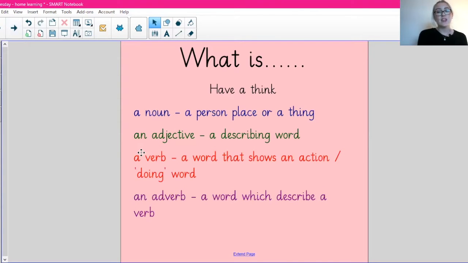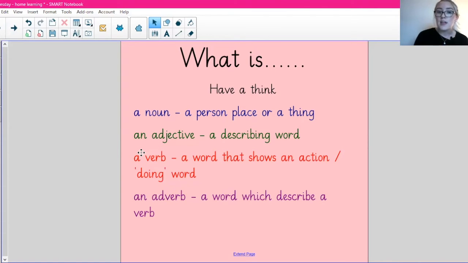So, a noun is a person, a place, or a thing. So an example of a noun could be table, could be Miss Benger, could be pencil, England, something like that. An adjective is a describing word. So a word which describes something. So fluffy, red, scary, they would be examples of an adjective.